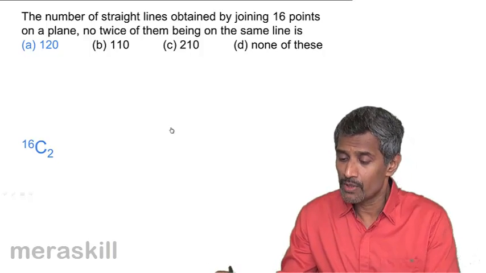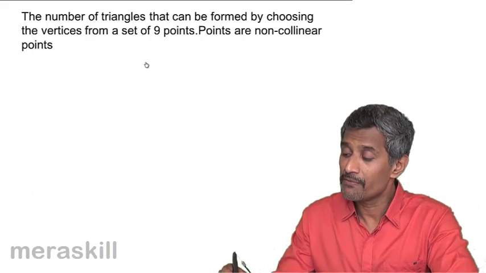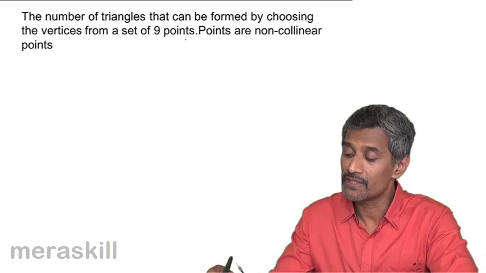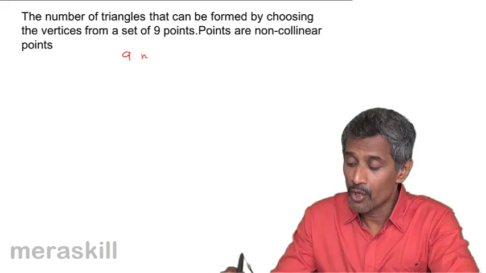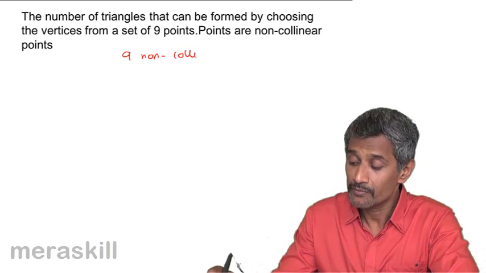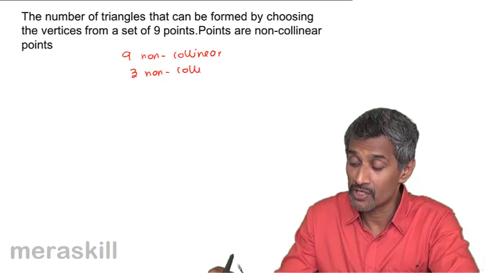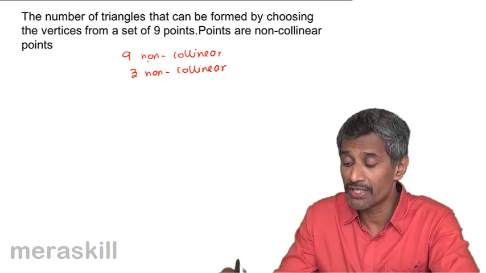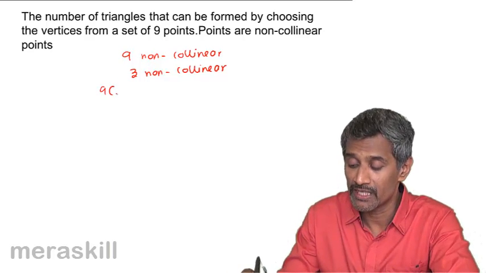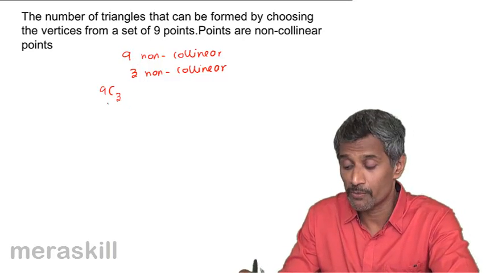Now let's take the next one we have here. The number of triangles that can be formed by choosing the vertices from a set of 9 points such that the points are non-collinear. So we have 9 non-collinear points, and out of these, sets of 3 have to be chosen to form a triangle. A triangle is formed when you join 3 non-collinear points. So you're going to take groups of 3 non-collinear points. So it's basically going to be 9C3.